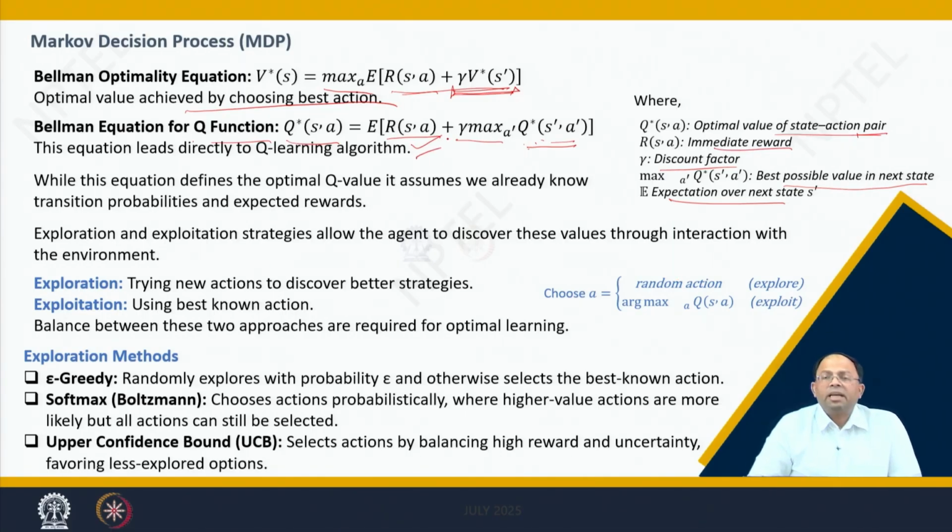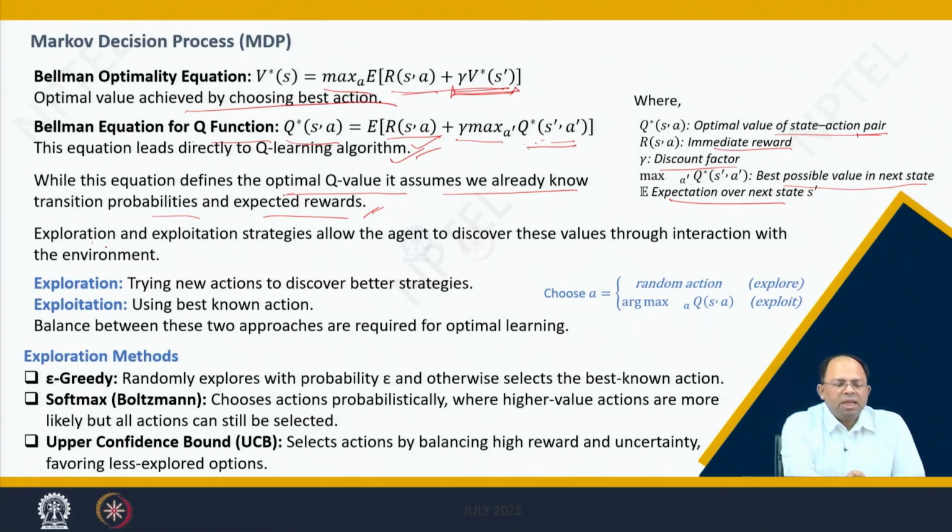This equation leads directly to the Q-learning algorithm. This is what the Q-learning algorithm uses to determine the best possible actions to be undertaken. While this equation defines the optimal Q value, it assumes we already know the transition probabilities and expected rewards. That is the issue, because we are looking straight at the Q value, so it is assumed that we already know these. But actually we don't know them. So they have to be discovered by certain strategies. So how do I do that?